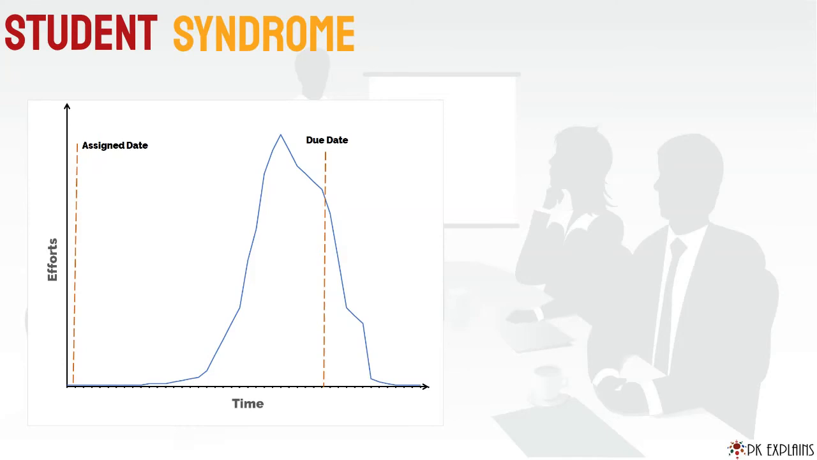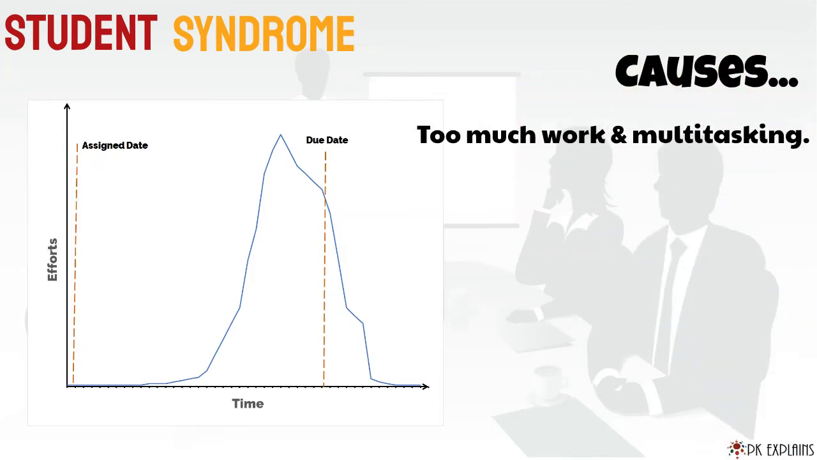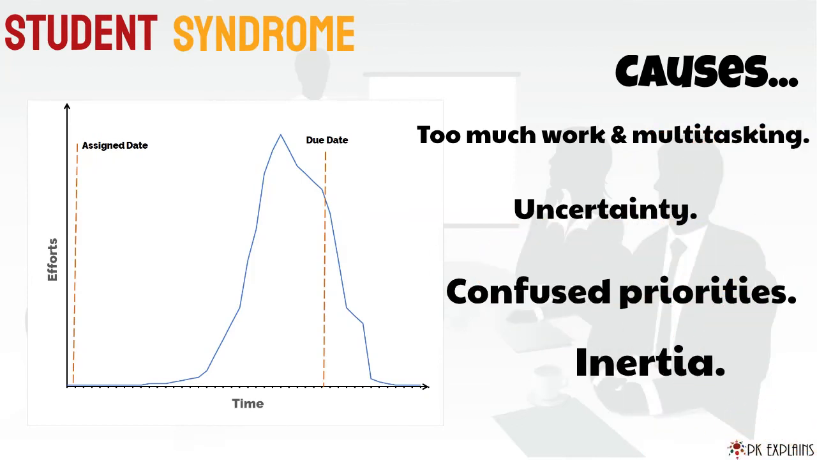Instead of initiating the work on the day it was assigned, taking all the allotted time, and uniformly allocating one's efforts, an average person procrastinates until the last moment, and does his best not to miss the deadline, thus wasting a significant amount of time. Student syndrome is an essential part of any project life cycle, and it may become a source of constraints. This syndrome proves that human behavior plays a crucial role in project delivery. There can be many causes behind student syndrome. Too much work and multitasking, uncertainty, unclear priorities, and inertia are a few of the root causes.